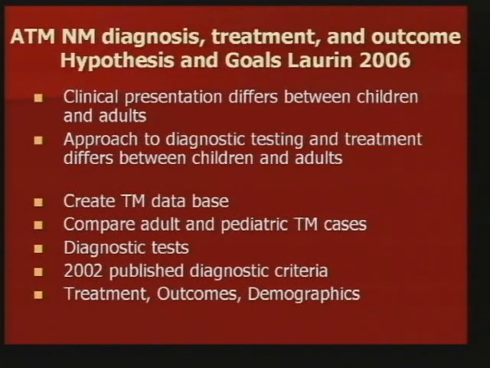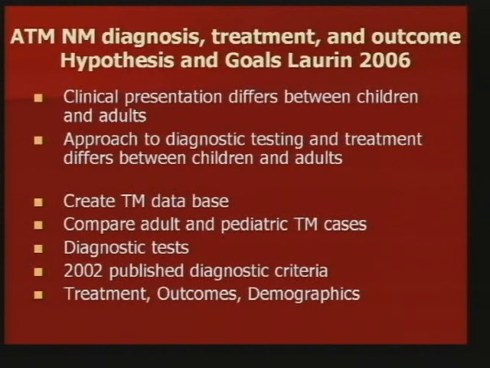We compared the adult and pediatric cases. We looked at the number of diagnostic tests and the kind that they had, and then we looked at the published criteria from the Transverse Myelitis Working Group, and we compared whether our patients were meeting the same criteria. And then we looked at treatment, their outcome, and then their demographics. What was their ethnicity, their ages, and those kinds of things.